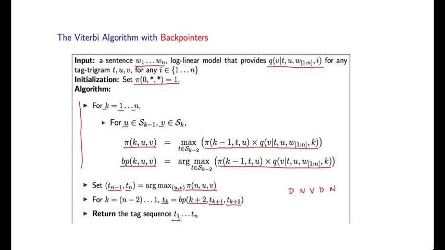Once I've done that, I finally return the tag sequence t_1 through t_n, and that is the highest probability sequence under the log linear model.